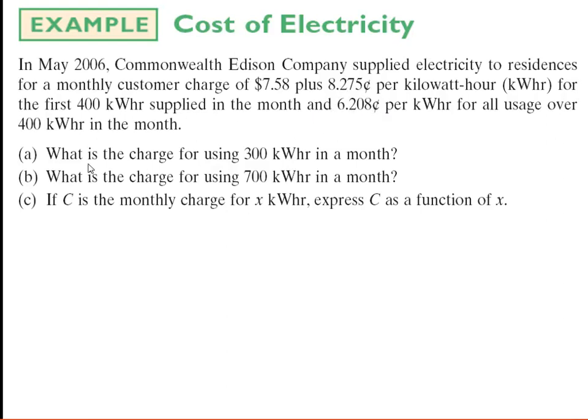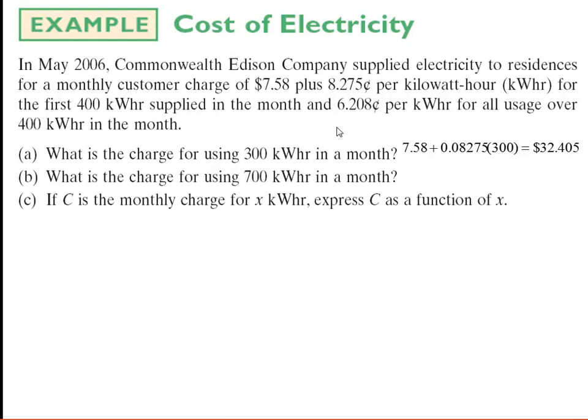So part A says, what's the charge for the first 300 kilowatt hours? If we're using 300 kilowatt hours, we're within that first 400. So we're going to take the 7.58 and then add 8.275 cents times the 300 kilowatt hours. Before we do that, we want to be careful of a mismatch in the units. Notice how this flat fee is in dollars, but this per kilowatt hour charge is in cents. So I'm going to convert the cents into dollars just by dividing by 100, and I get $0.08275 per kilowatt hour.